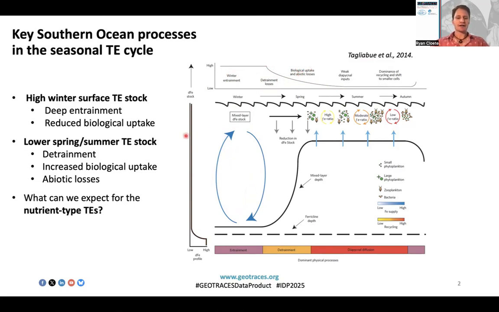So really our idea here is to see how this applies to the nutrient elements. These are elements which are probably less particle reactive than iron. So the idea is to see what are the dominant processes in the seasonal cycling of these nutrient elements.